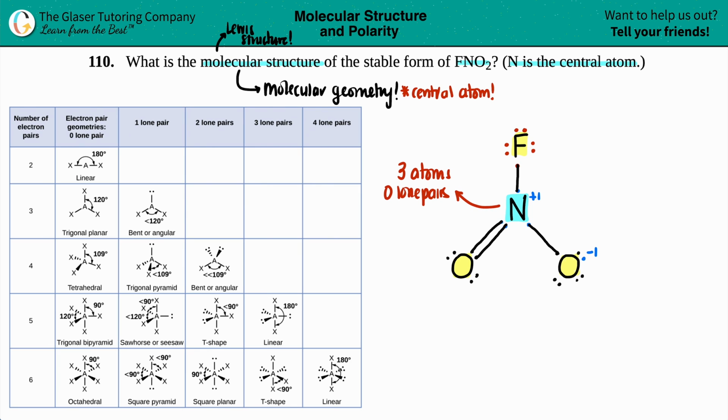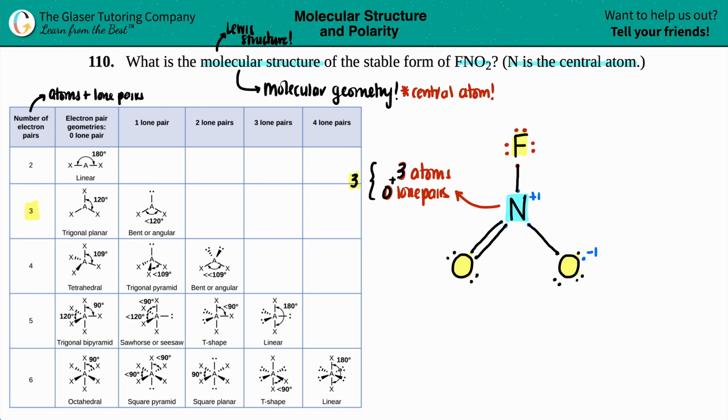Okay, so 3 atoms, 0 lone pairs. The first thing we have to do is figure out the total number of electron pairs. Now this number, the 2 through 6, is for the atoms plus the lone pairs. So we have to take that 3 and the 0 and add them together. And in that case, we have a total of 3. So we know that we are in 3 territory.